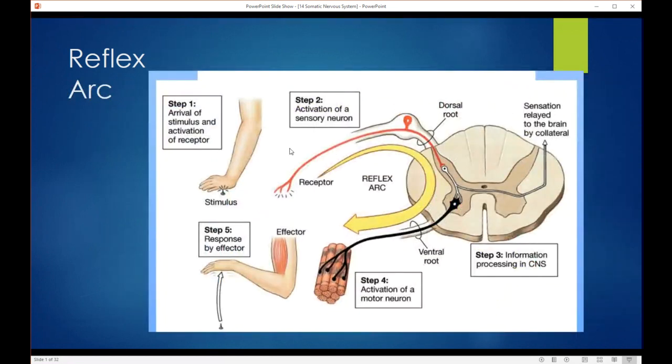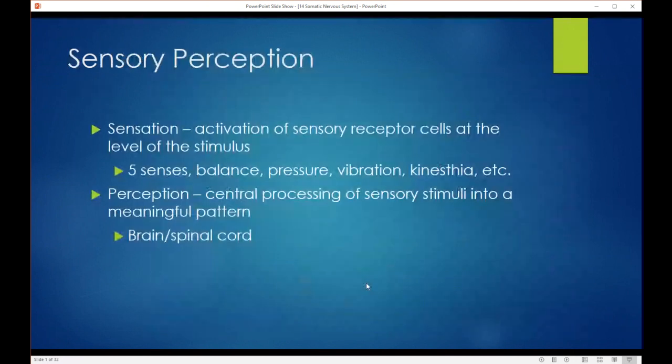This again is that reflex arc. So we get that arrival of the stimulus, that's going to send the signal through our sensory neuron. It's going to come in through that dorsal root. We're going to have that interneuron so that we can then send that signal through for processing. Here, we're going to do that through our collateral or our columns over here. But at the same time, we're also exiting out of that ventral root, sending an activation of the motor neuron so that we can have a response by our effector. This will happen before this usually arrives.